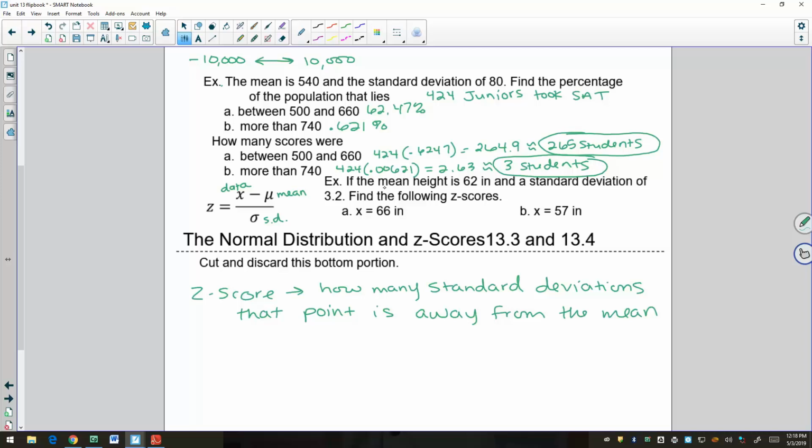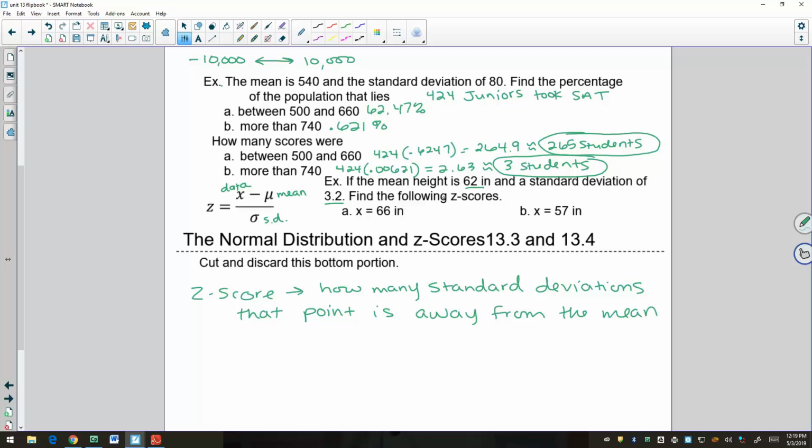So in this example, they tell you the average is 62. They tell you there's a standard deviation of 3.2. They want to know, if your height was 66 inches, how many standard deviations are you away from the average, which could then tell you the percentage if you then used your calculator to see what percentage of people are within that range as well.